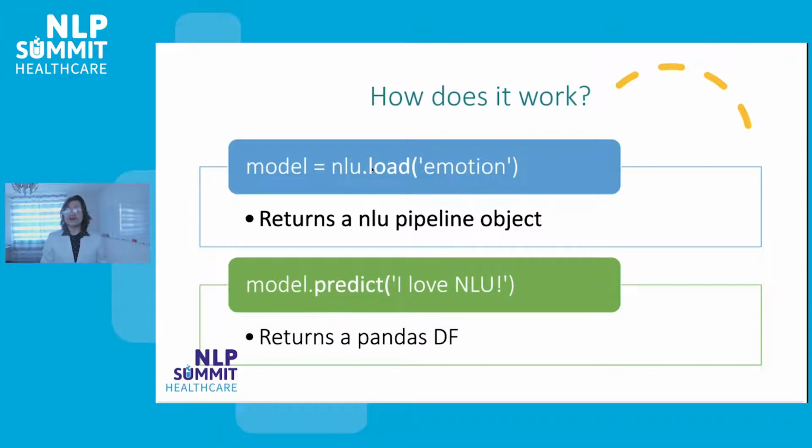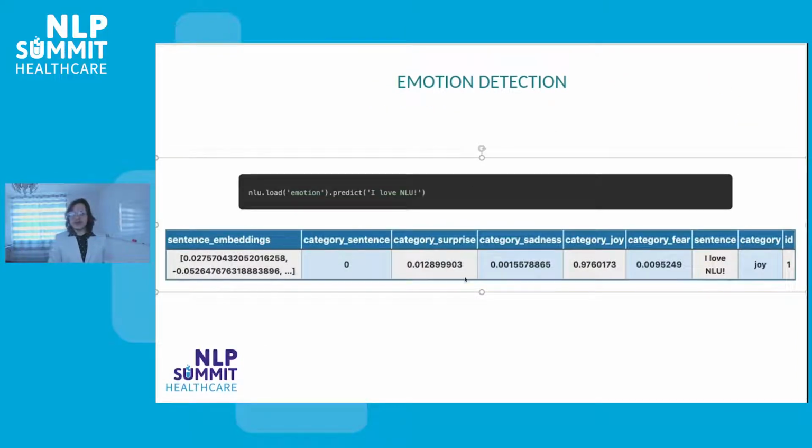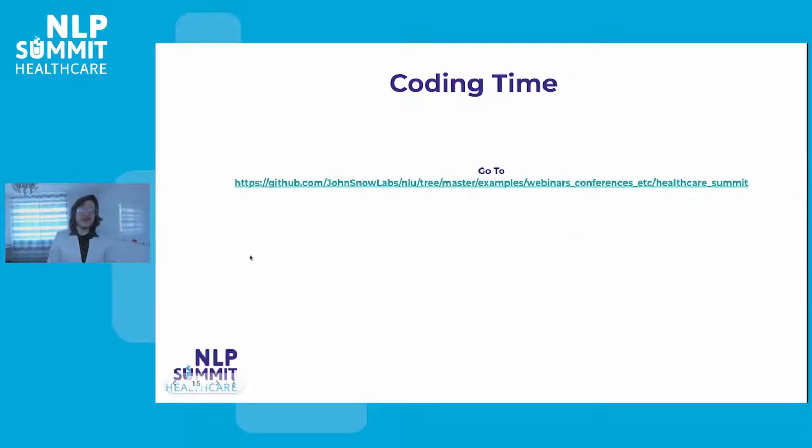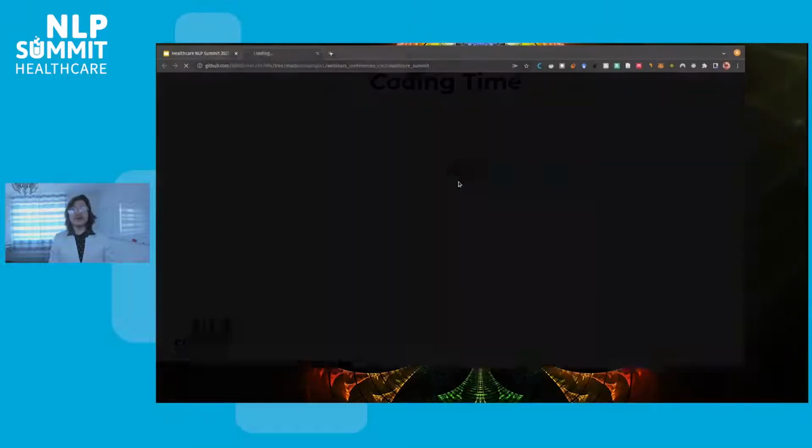So how would this look in action? You could say NLU.load emotion, and this gives you the model object, the emotion classifier, and then you can say model.predict I love NLU. And this would give you this pandas data frame with 1 column for the predicted category of joy, 1 column for the alternative label of fear and its confidence, and the other confidence columns for sadness, surprise, and the actual sentence embeddings to calculate. And now we can go right into the code.